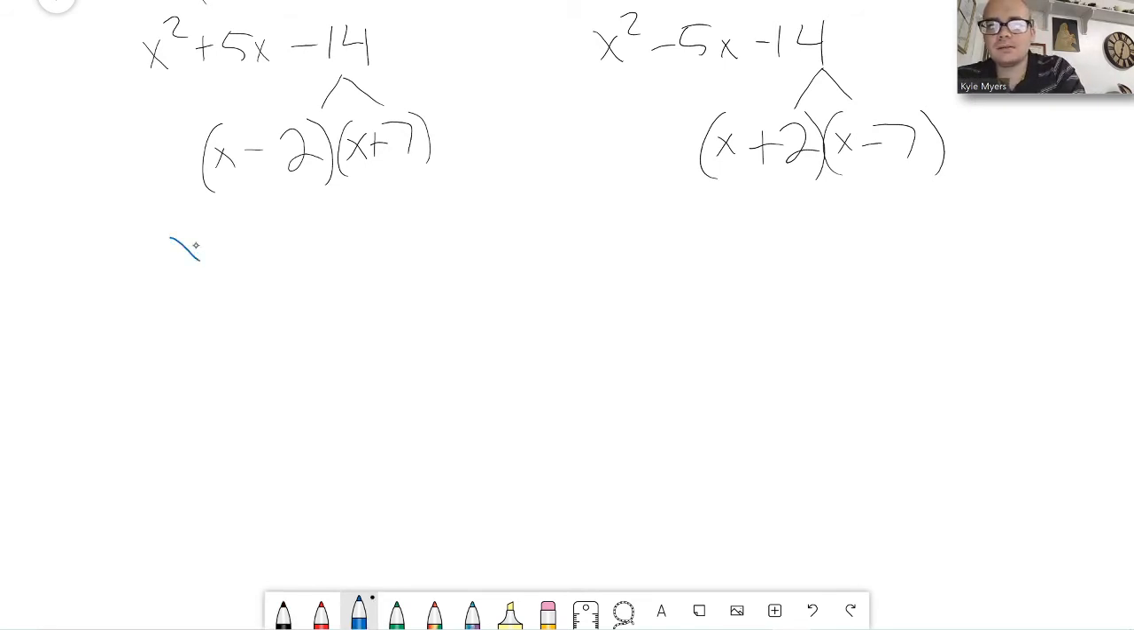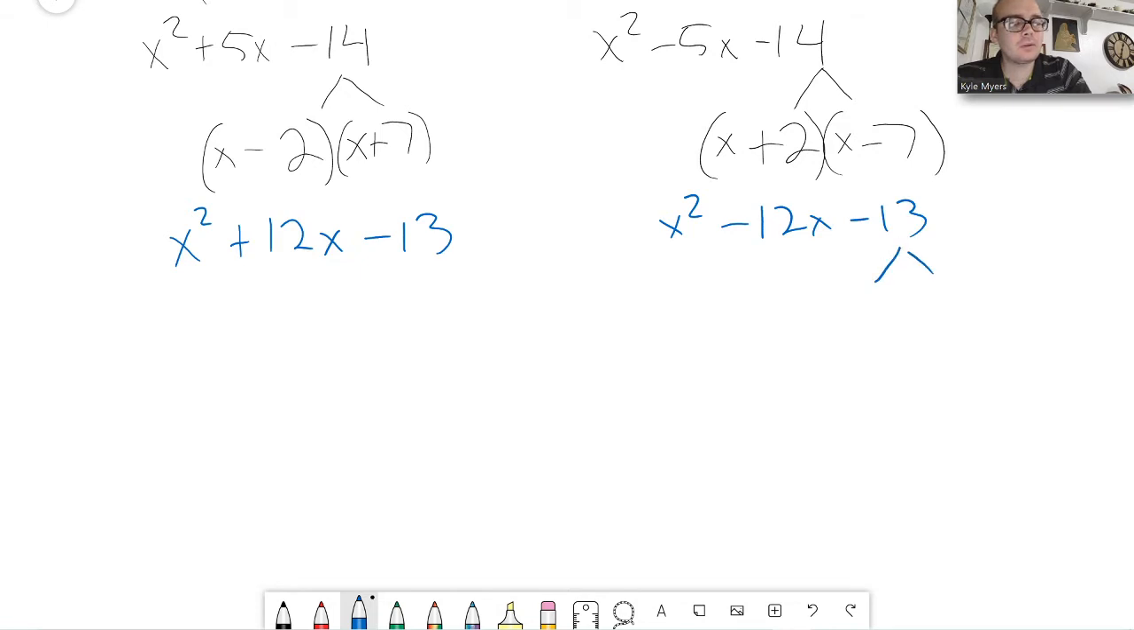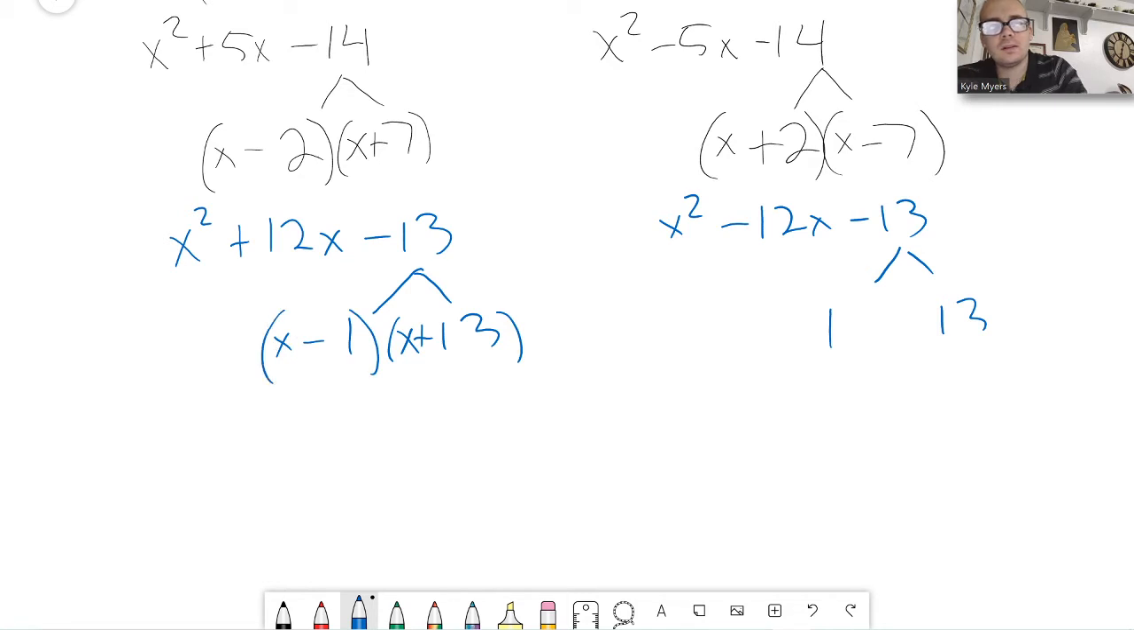Next is 13. X squared plus 12x minus 13. X squared minus 12x minus 13. 13 is prime, so we're only going to have 2 of these. 1 and 13. Minus plus. And done there. Plus and minus.